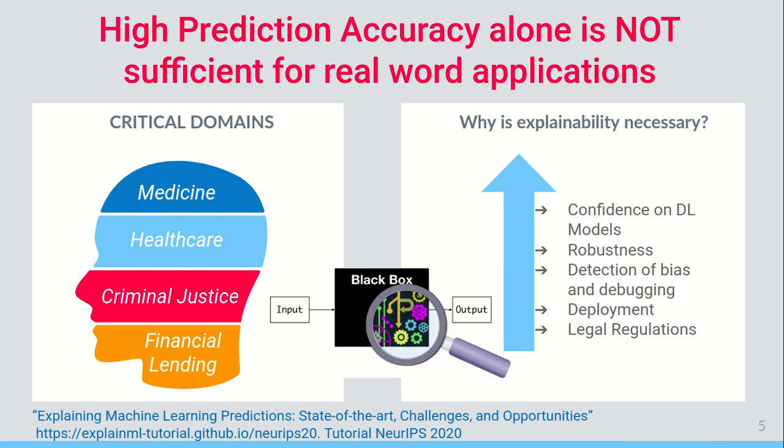So, we need to understand why neural networks predict what they predict. This area is called explainable AI, and it is necessary to increase the confidence on DL models, to know whether a model is robust to adversarial attacks, to facilitate the detection of bias and debugging, to know if a model is ready for deployment, and to comply with legal regulations.